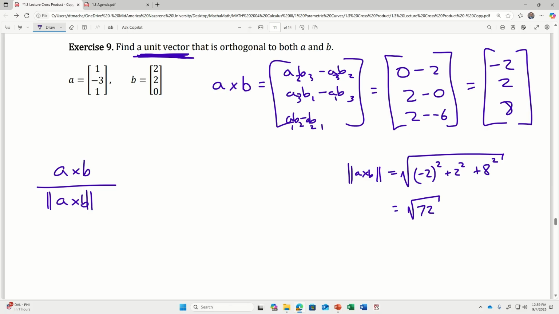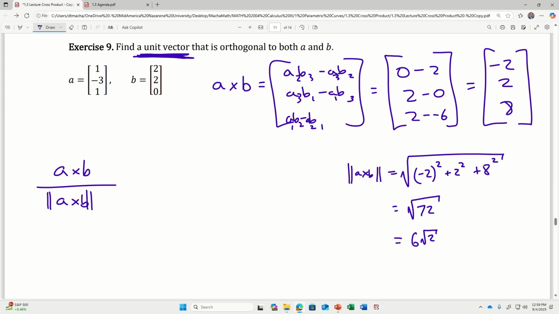Square root of 72 is what, 8 times 9? So that would be 6 square root 2. Right? 2 times 4 times 9. So it's 2 times 3 times 2.